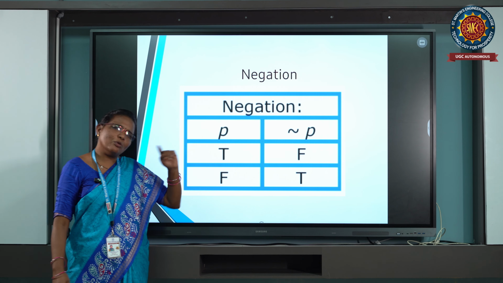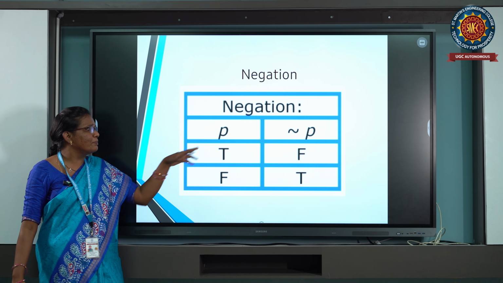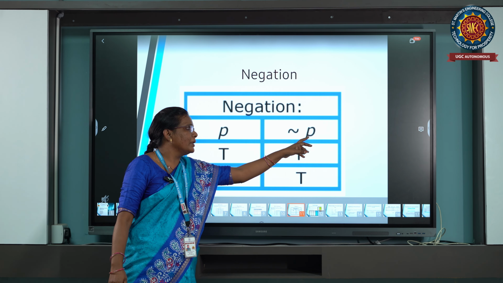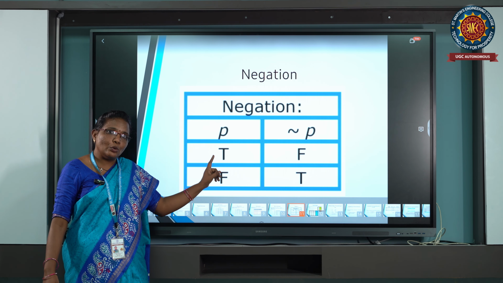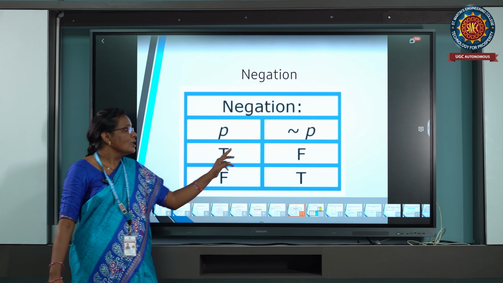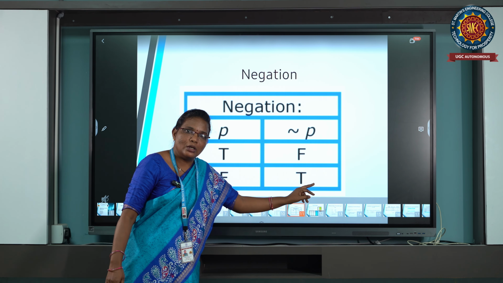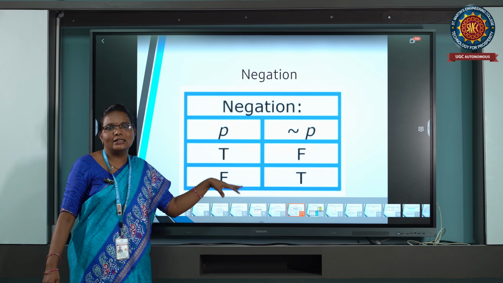Negation. One more connective is there, negation. Here we have only one variable, that is P. This is the negation symbol, negation P. Suppose for P, I'm taking the two values, true and false. If it is true, then the negation is false. Next, if it is false, it becomes true. I will explain how we are implementing this negation.